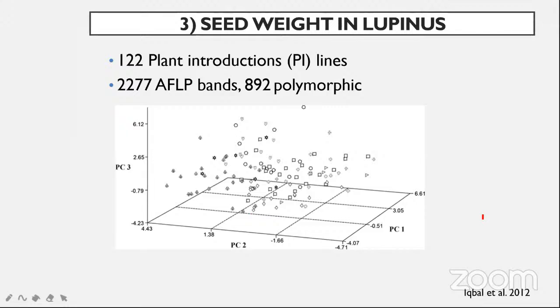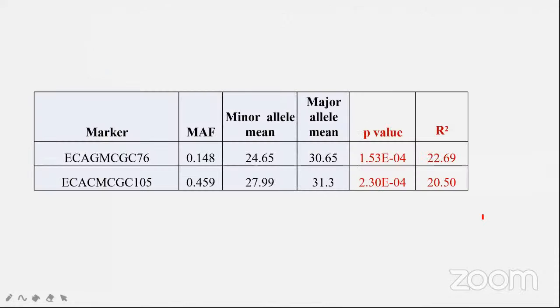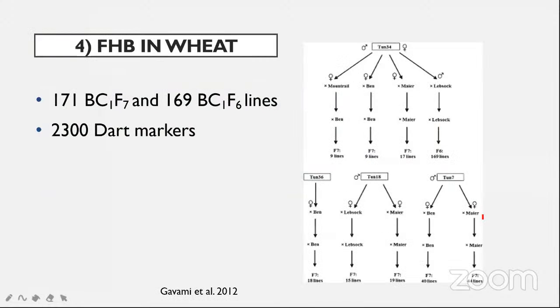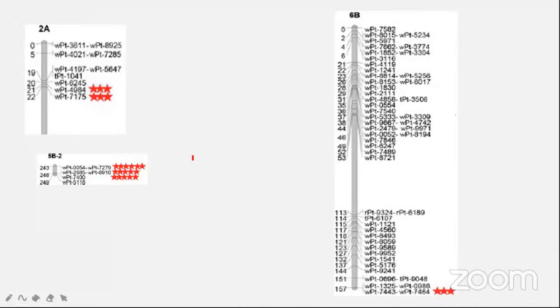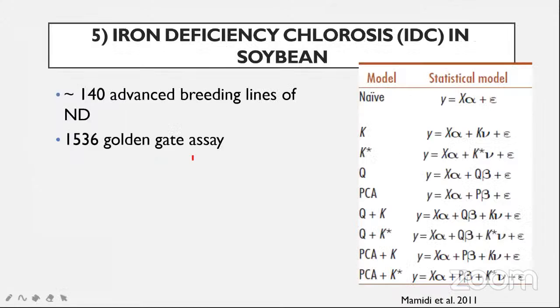And here in lupinus, we did plant introductions, 122 of them, and here we used AFLP bands, out of which 892 polymorphic bands. And we found 2 markers with a very good R-square. And this is in wheat fusarium head blight. Here we used BC1F7 lines and BC1F6 lines, which are the result of multiple crosses. If it is from the same cross, you can't use association mapping. And we used 2,300 DArT markers. And we identified QTLs on 2A, 5B2, and 6B.